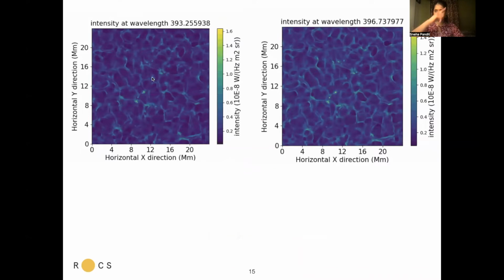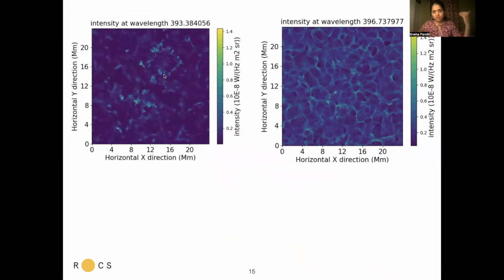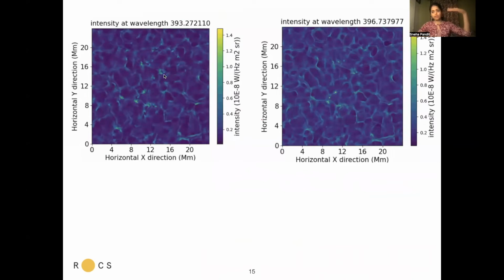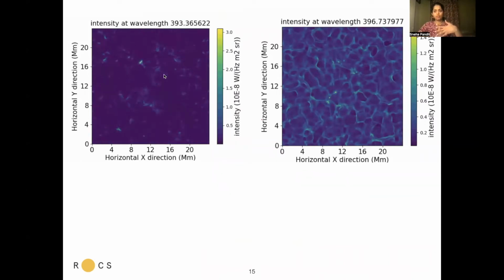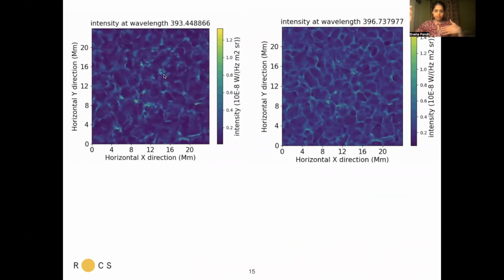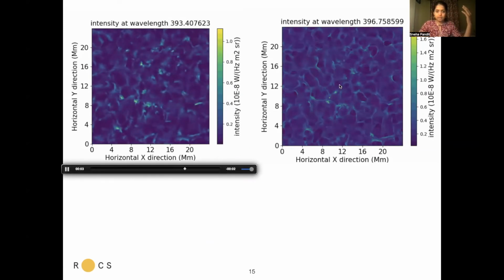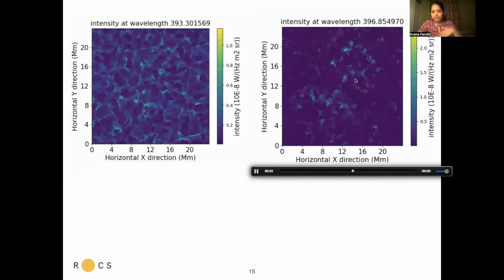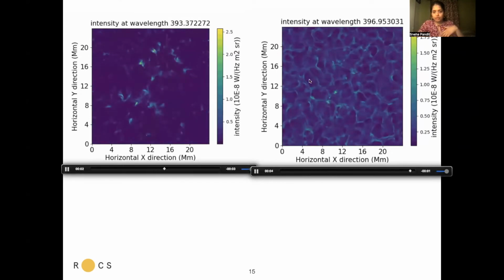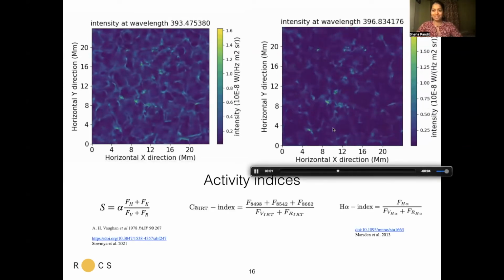Using this line, this is the K line, this is the H line, we see how the atmosphere changes. So basically we start from the wing, which is formed in the photosphere, then the core, which is formed in the chromosphere, and again to the wing. So the core shows the magnetic foot points in both cases, and the photosphere shows the granulation. So now would be the time to talk about activity indices.